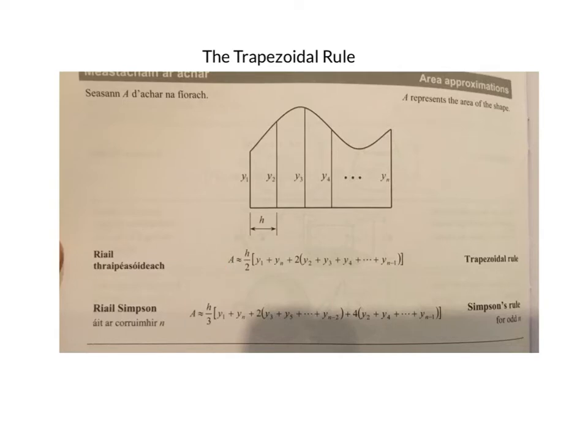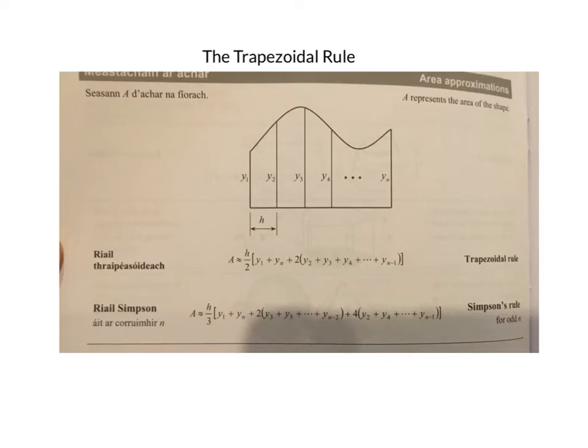A is the area, h is the distance in between each of these segments on the curve. Y1 is the height of the first line coming up to meet the curve. Yn is the height of the last line. Y2, y3, y4 are just all the in-between ones. And yn minus 1 would be the second last one. So if we had 10 different lines coming up, then yn would be y10 and yn minus 1 would be y9. So the second last one before the last one here.